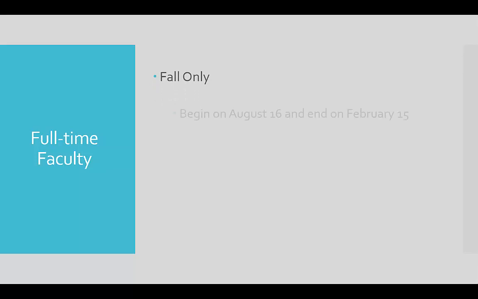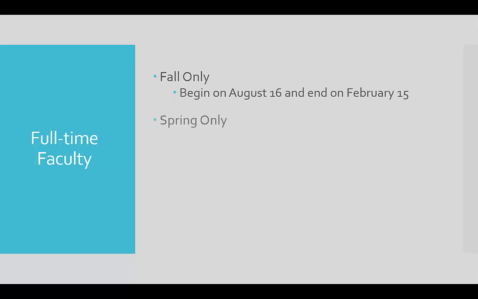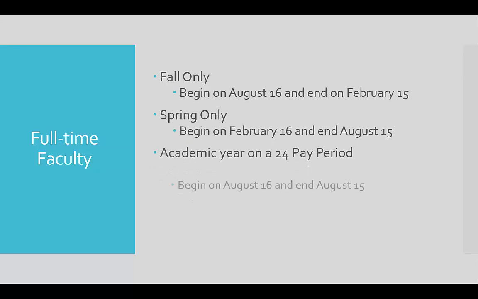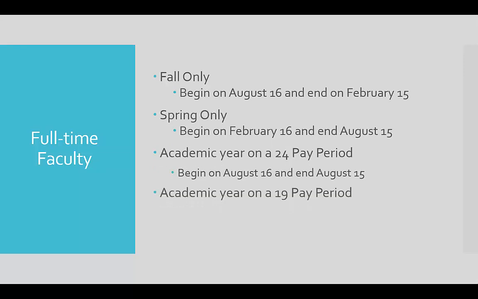For fall only, the costing allocation should always begin on August 16 and end on February 15th. For spring only, the costing allocation should always begin on February 16 and end on August 15th. For the academic year, the costing allocation for a full-time faculty on a 24 pay period should begin August 16 and end on August 15th of the following year. For full-time faculty on a 19 pay period, it should begin August 16th and end May 31st of the following year.